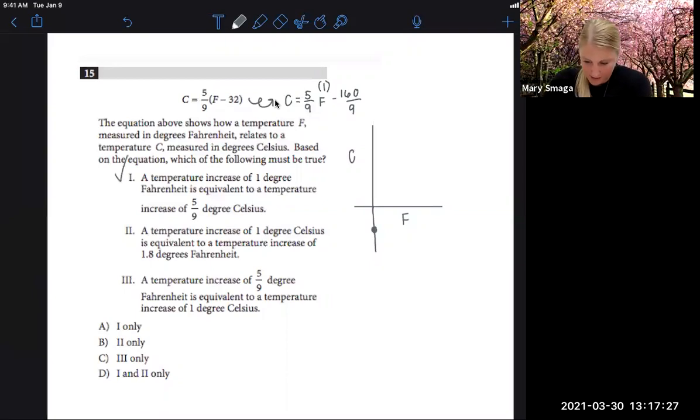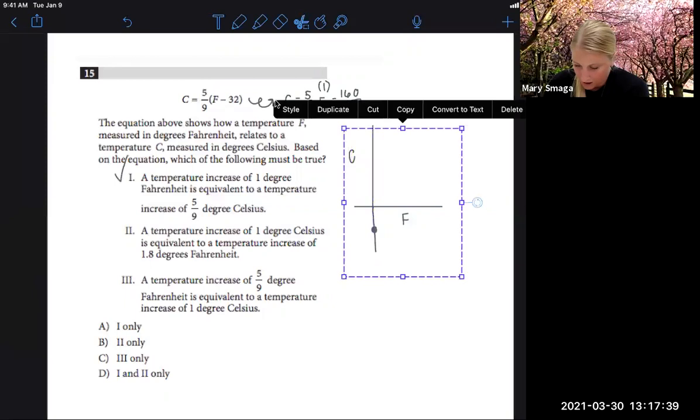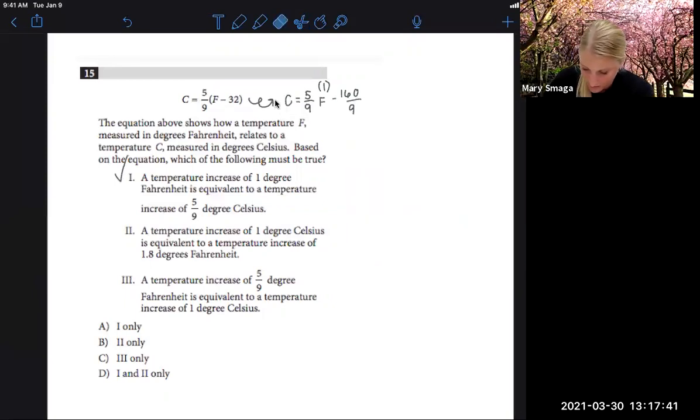Okay, now let's take a look. For number 2, it says a temperature increase of 1 degree Celsius is equivalent to a temperature increase of 1.8 degrees Fahrenheit. So let's go ahead and get our equation in terms of F.